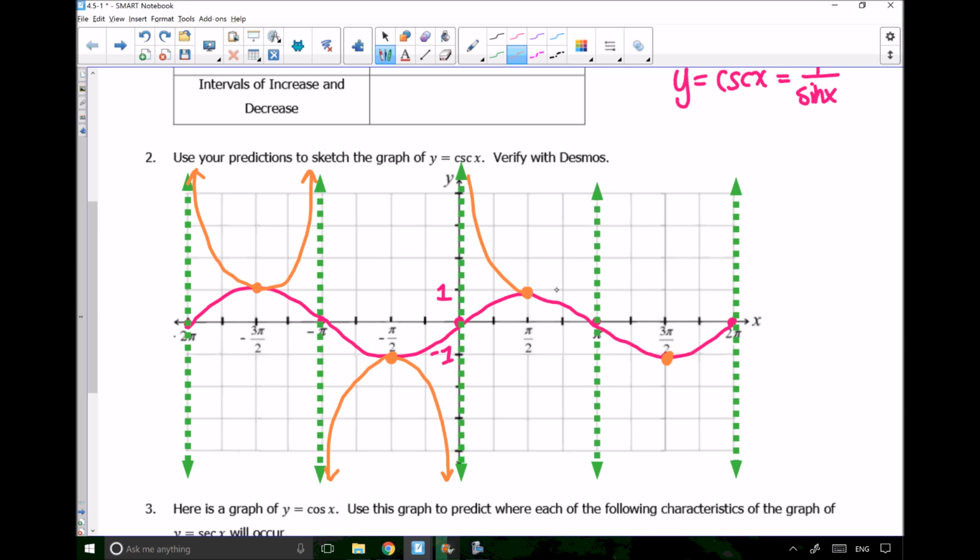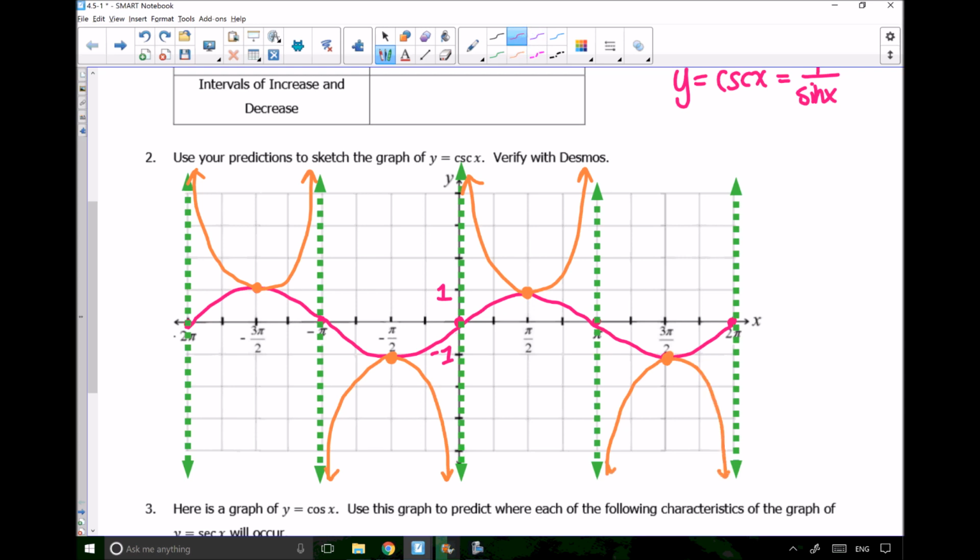But since this is decreasing, this will be increasing. Okay? And then the same idea is happening here. Since this is negative and decreasing, my new function will be negative and increasing. Since this is negative and increasing, my new function will be negative and decreasing.